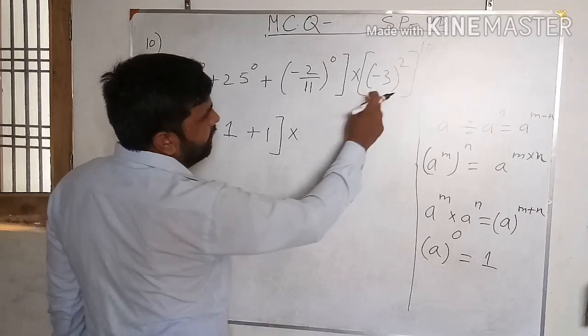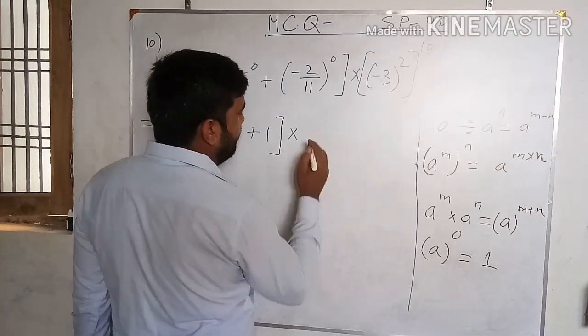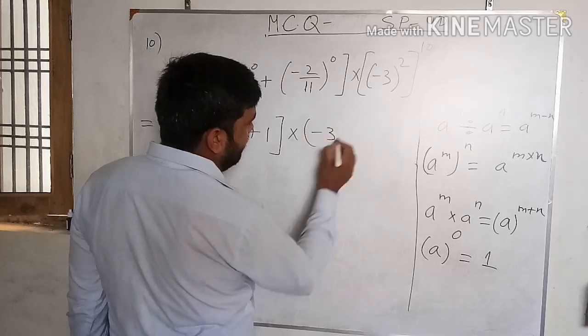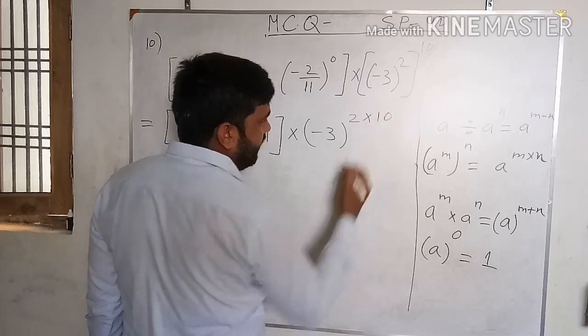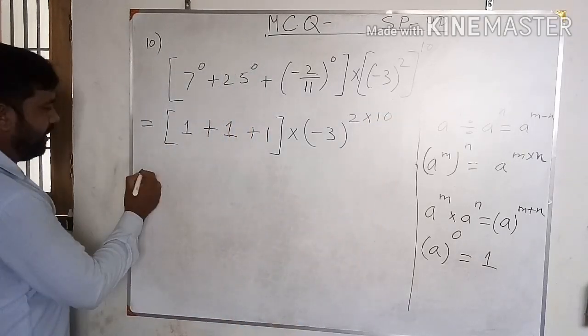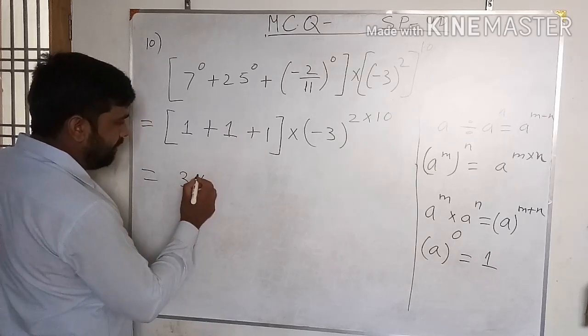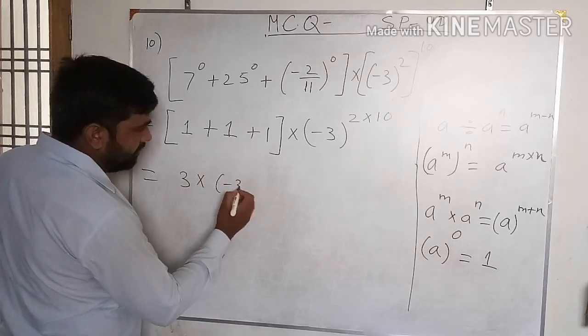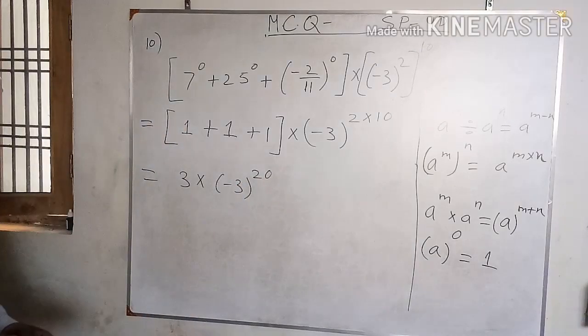Now here we apply the power law. The common base is minus 3, and the two powers are 2 and 10. So take the base minus 3 common, and multiply these two powers, 2 multiply 10. Now here you see, 1 plus 1 is 2, 2 plus 1 is 3. Here we got 3 multiply minus 3 raised to the power 2 tens are 20.